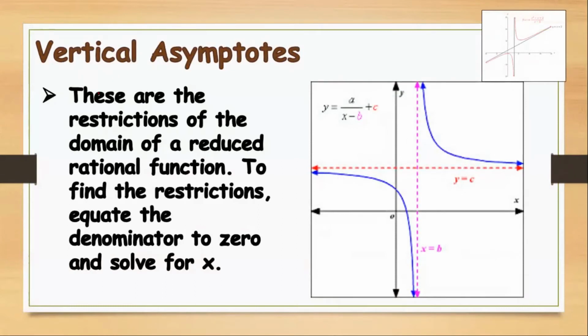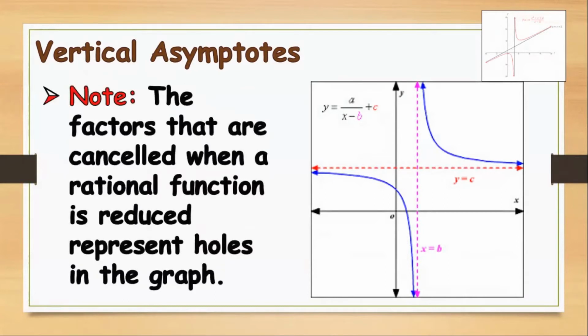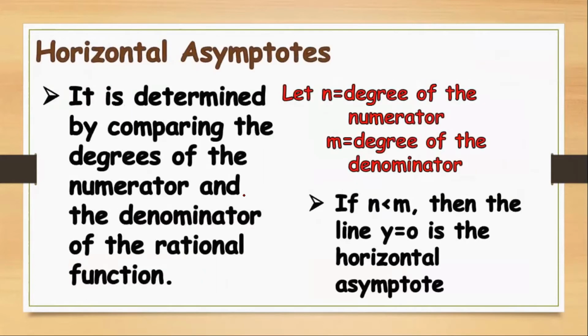What are vertical asymptotes? These are the restrictions of the domain of a reduced rational function. To find the restrictions, equate the denominator to 0 and solve for the value of x. And also, take note that the factors that are cancelled when a rational function is reduced represent the holes in our graph. How about our horizontal asymptote?